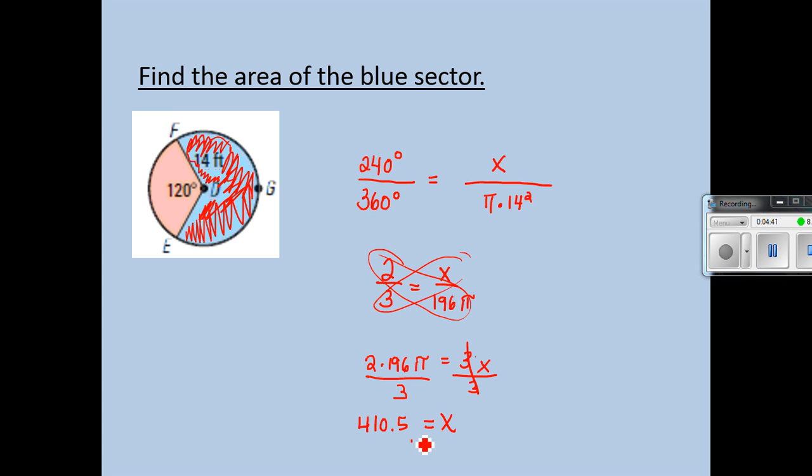And remember, area is units squared, so this would be feet squared. Okay, now does that make sense? Well, hopefully it does, because the whole area is 14 squared pi, which if you figure that out, that's about 615.75 feet squared. So this looks like it's about a little bit more than half. And so a little bit more than half would be about 410. So it seems reasonable that we got that value for that blue sector.